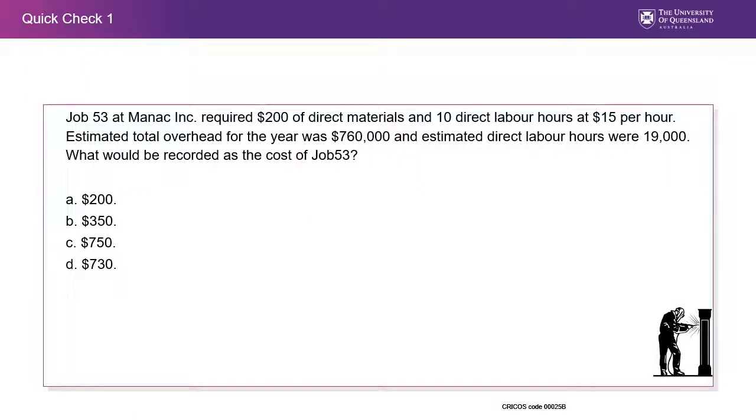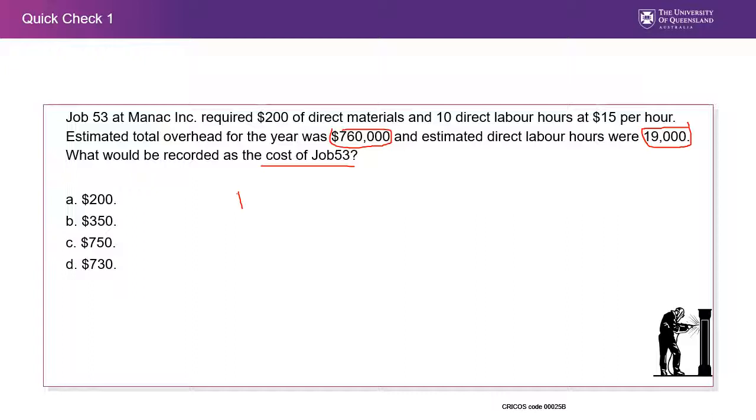So just to refresh your memory, we're going to do a quick check question. Job number 53 at Manic Incorporated required $200 of direct materials and 10 direct labour hours at $15 per hour. The estimated total overhead for the year was $760,000 and the estimated direct labour hours were 19,000. So what we want to do is work out what the cost of job 53 would be recorded at.